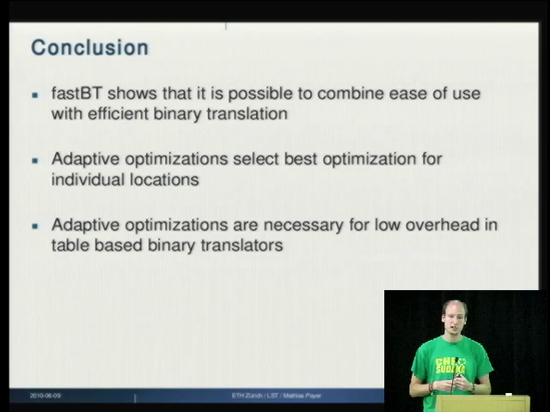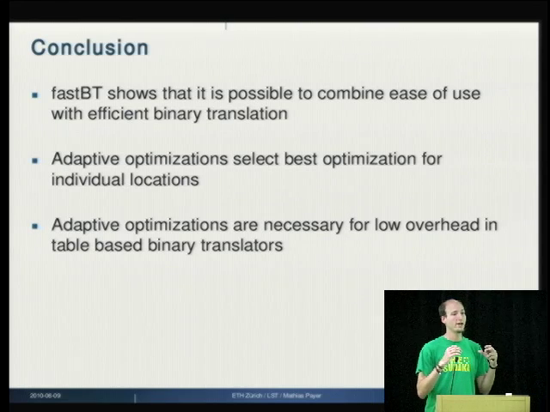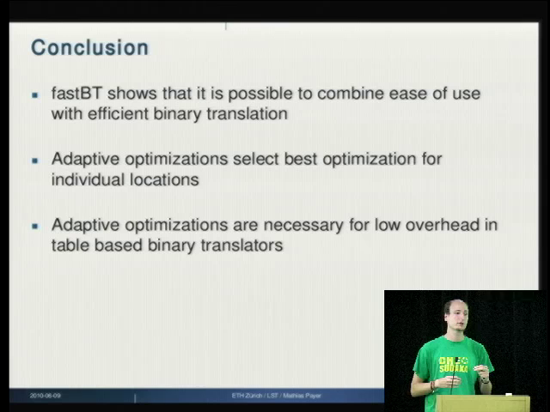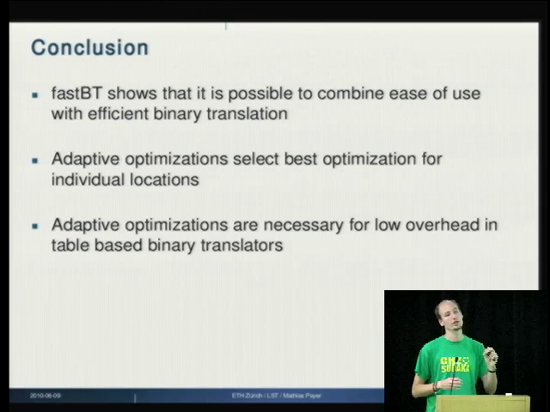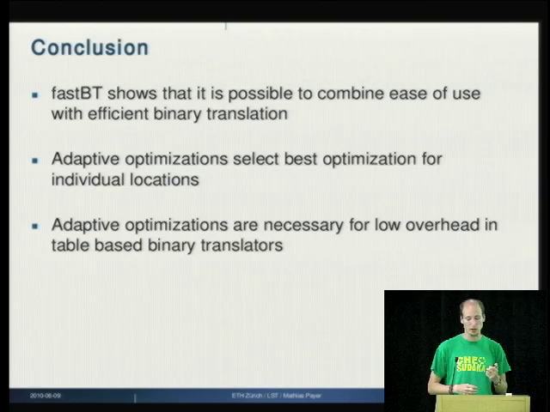The adaptive optimizations that we've shown select the best optimizations based on an individual location, compared to earlier strategies where we had to select an optimization based on a class of control flow transfers. We now can select the best optimization based on each location of an indirect control flow transfer. And this gives us a performance edge. Adaptive optimizations that I've shown you here are necessary for low overhead in table-based binary translators.